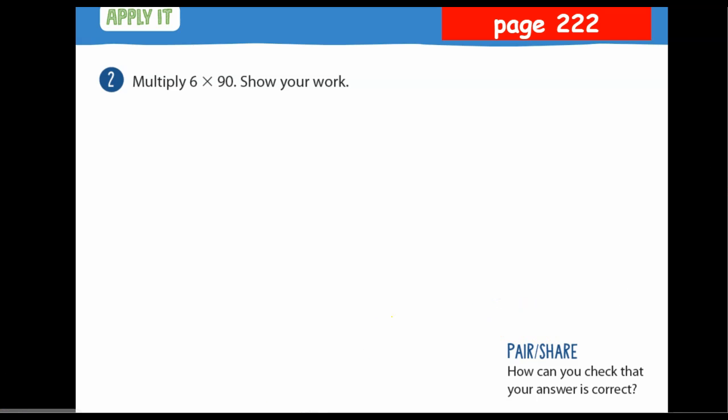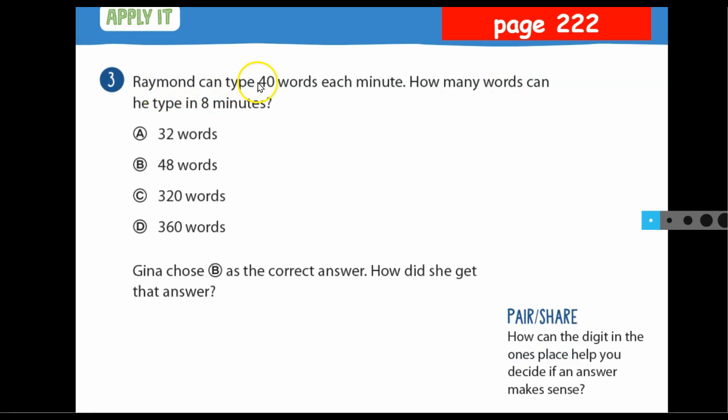So go ahead and multiply 6 times 90. It says Raymond can type 40 words each minute. How many words can he type in 8 minutes? I can only do 10 at least. I'm not a very fast typer. Okay, so what would be my multiplication equation for this?